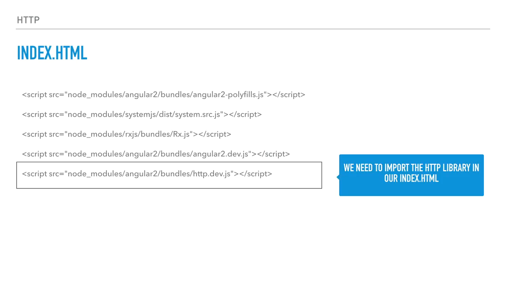Basically, in the index.html, you have to write the typical script for getting a JavaScript file, and it will look something like this depending on where your HTTP Angular files are hosted. But just remember to import the HTTP, okay?